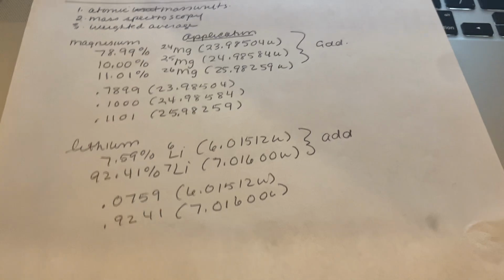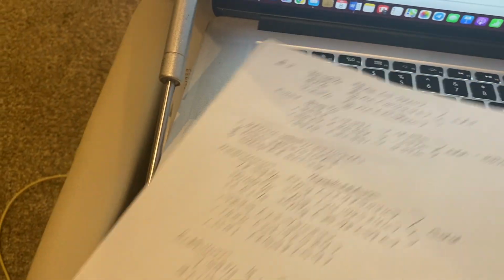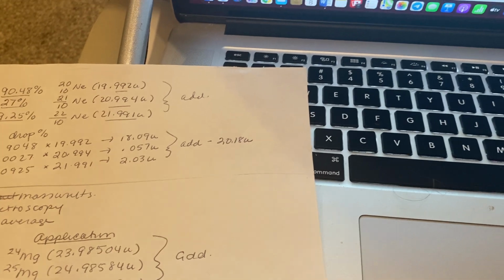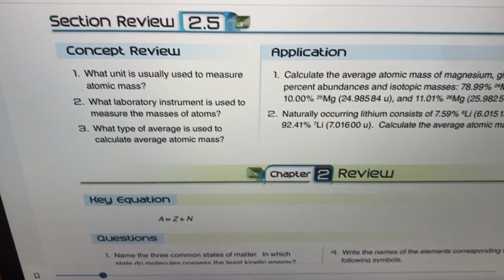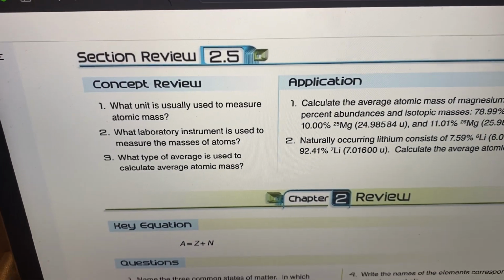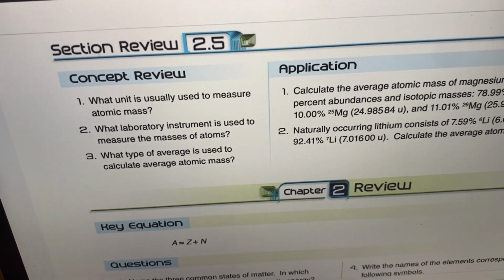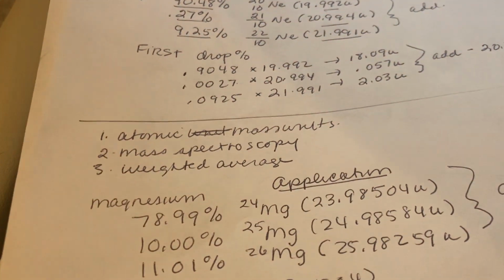So let's go on to the next one here. Okay, your questions. The first question says, what unit is usually used to measure atomic mass? Well, we know those units: atomic mass units, with the u, right?